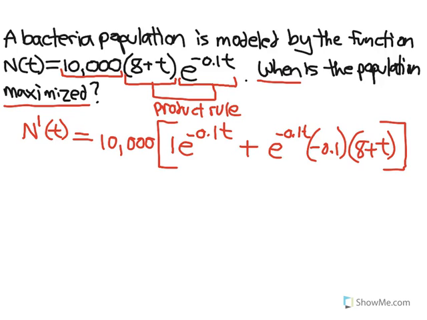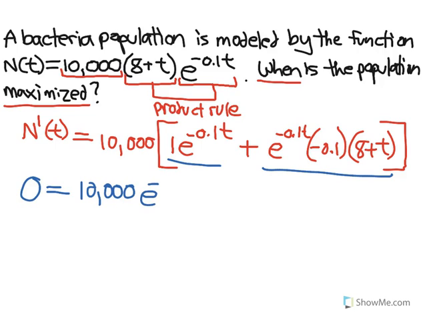Now we know we want to set this first derivative to 0. So I'm going to say, instead of n prime of t, we're going to say it equals 10,000. Now I'm going to look to factor, because it's very difficult to determine what value for t will make this whole thing 0 unless we're in factored form. So the first step is you look for a common factor. Here's my first term, here's my second term. I can see that there's an e to the negative 0.1 t in each one. So I'm going to factor e to the negative 0.1 t out.